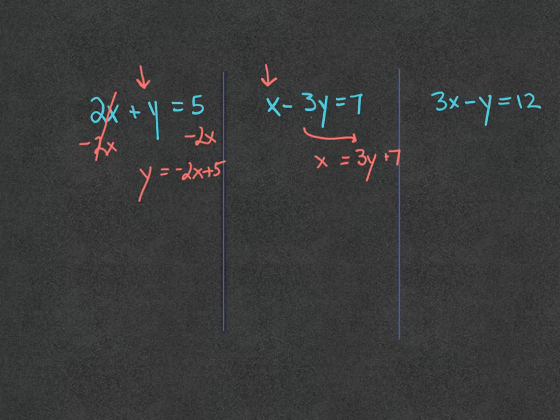Now, if we look at example 3, we have 3x minus y equals 12. If we look at our variables here, our coefficients are a 3 and a negative 1. And so we do not have a coefficient of 1 in this particular problem. When we don't have a coefficient of 1, the next best option is a coefficient of negative 1. And so therefore, in this problem, the best variable to select to solve for is going to be the y.